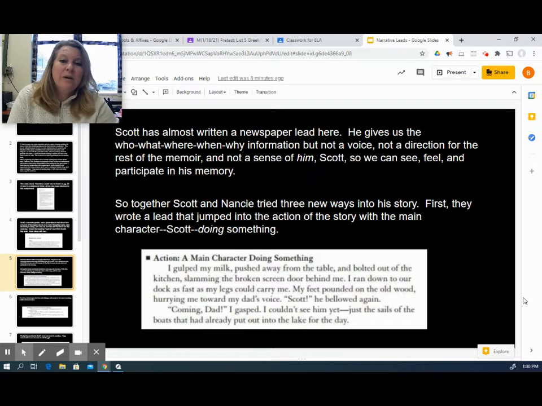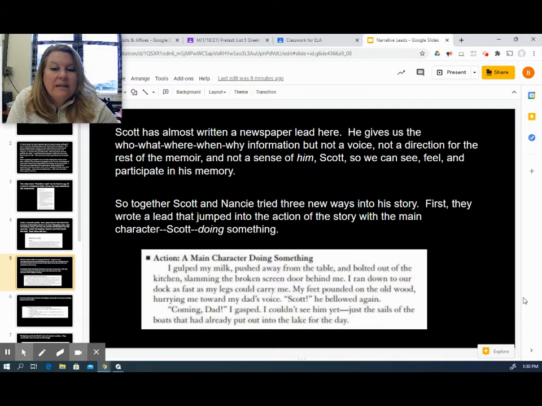Scott has almost written a newspaper lead here. He gives us the who, what, when, where, and why information, but not a voice, not a direction for the rest of the memoir, and not a sense of him, Scott, so we can see, feel, and participate in his memory. So together, Scott and his teacher, Nancy, tried 3 new ways into his story.